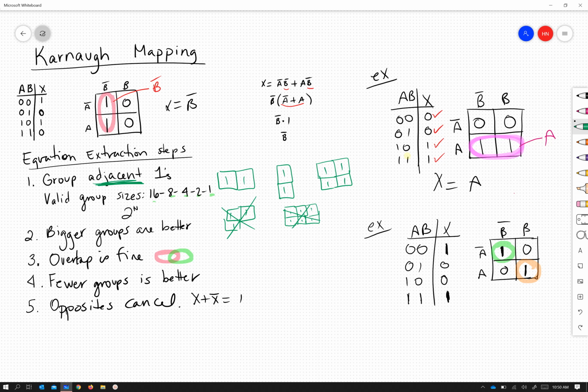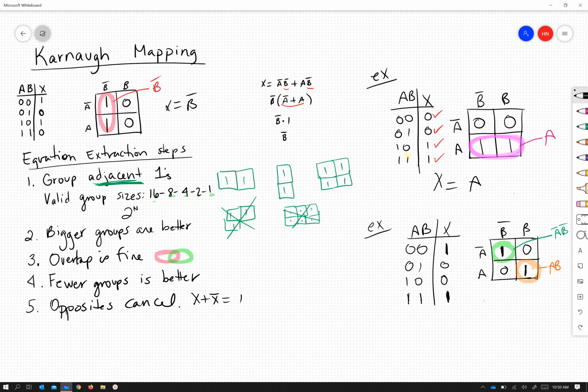So what we do is we look at the grouping in green right there, and we look up and we look to the left, right? So if you look this way, it does not overlap opposites. If you look up, it does not overlap opposites. So the equation for that one is not A and not B, and nothing cancels on that one. If you look at this orange grouping, you look to the left, it doesn't overlap opposites, and if you look up, it does not overlap opposites. So the equation for that is A and B.